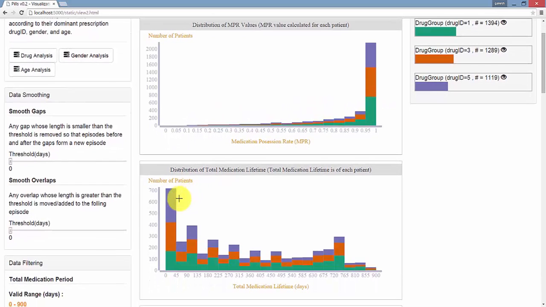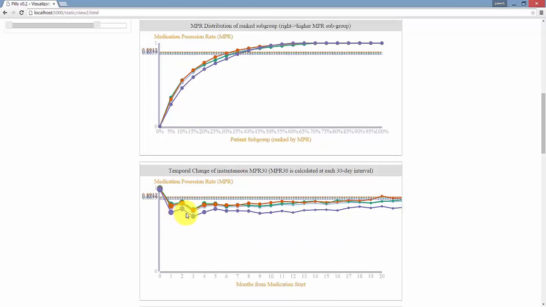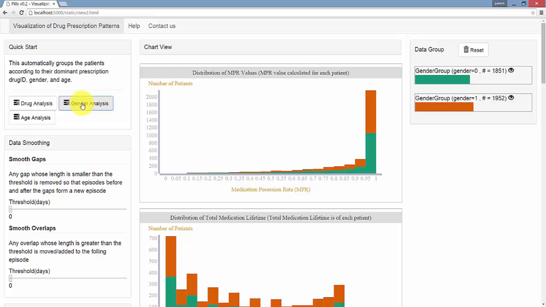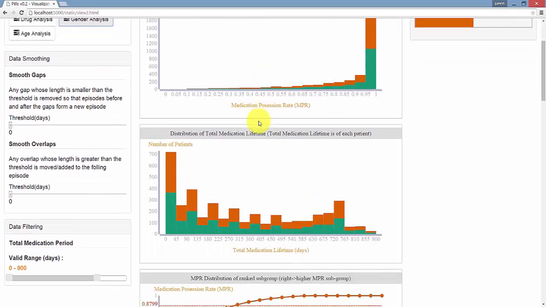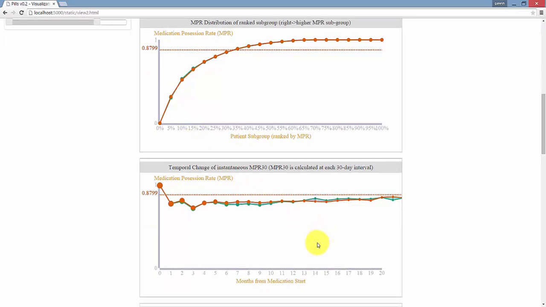If you notice here, there are more people on drug 3 between 0 and 45 days compared to the number of people on drug 3 between 720 and 760 days. And also, if you notice here, those who are on drug 3 have a lower rate of MPR compared to other drugs over time. Now, if I wanted to do gender analysis, based on gender, how adherence varies, it seems almost the same between male and female. Though there are some variations, it's more or less the same.